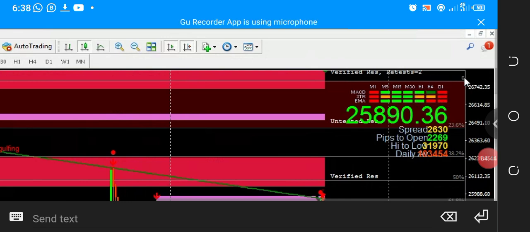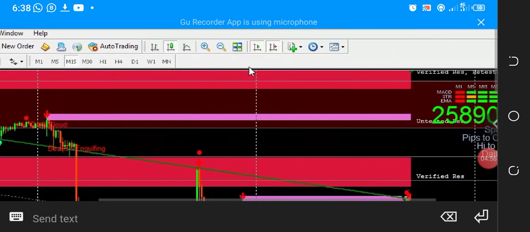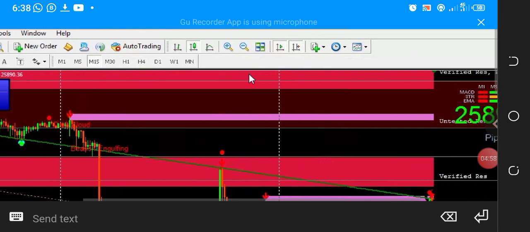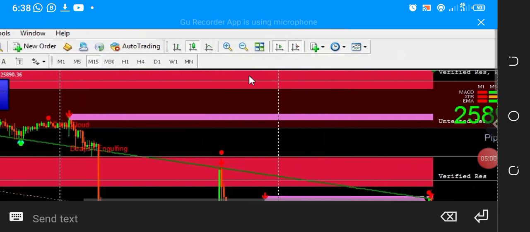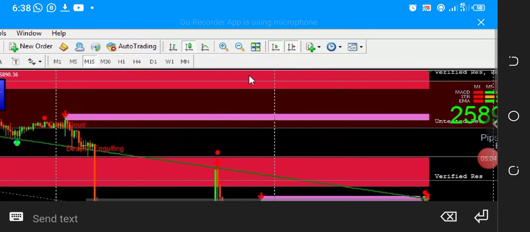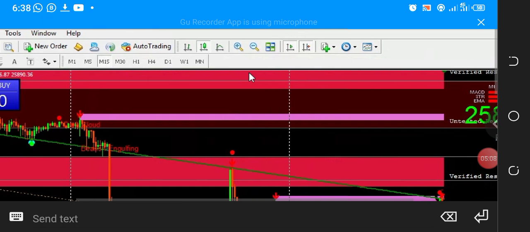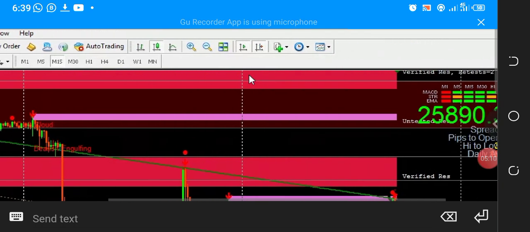So if here is at 100%, the next thing you want to look out for, of course, if it's at 100% there, it will tell you verified resistance and retested twice and all that. Okay, then if it's at 100, the next thing you want to look out for is this red horizontal bar where my cursor is. You want to look out for that zone. Make sure price has come into that zone.